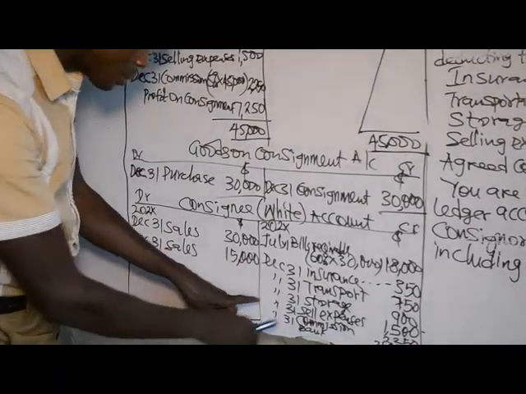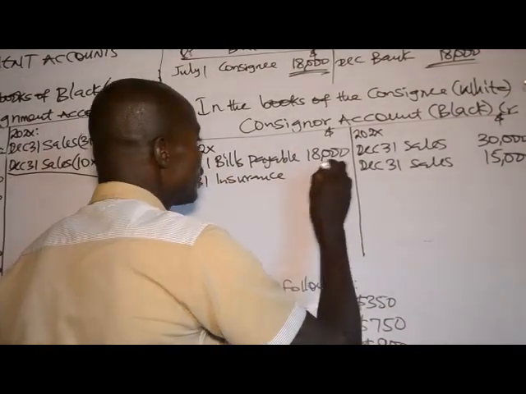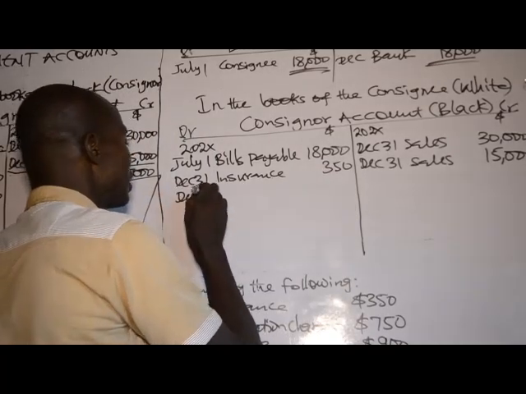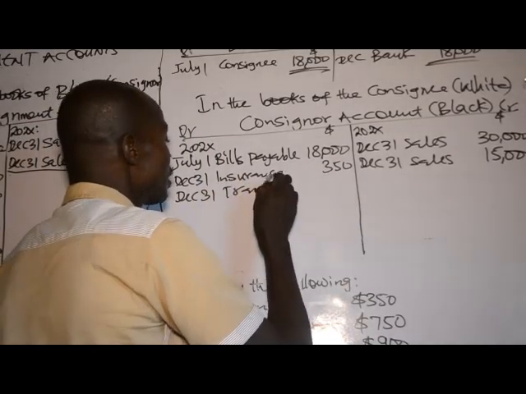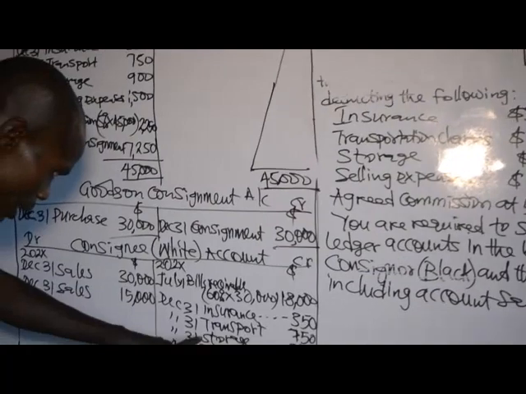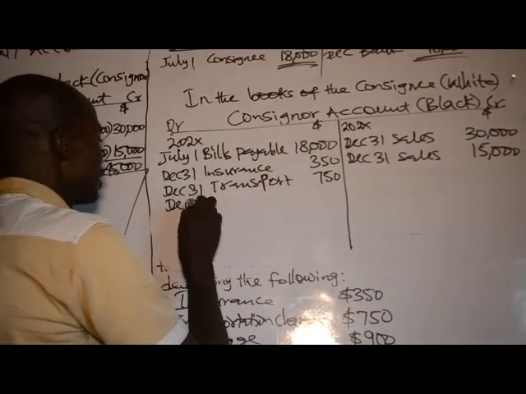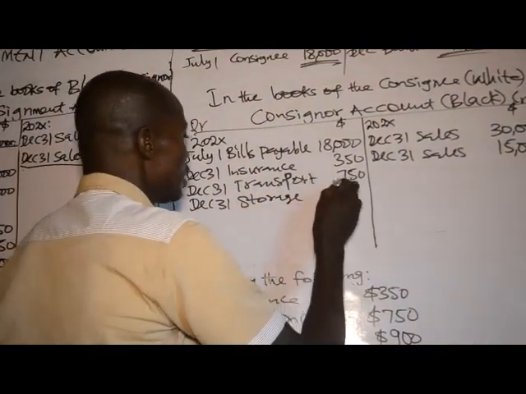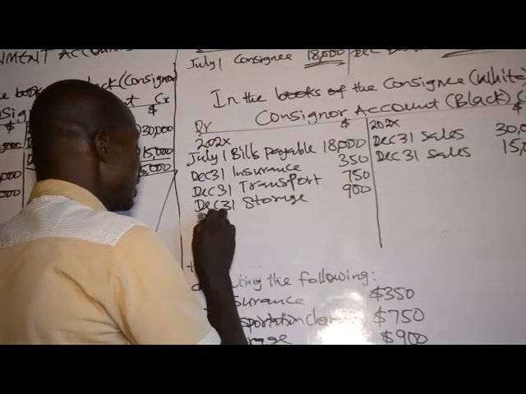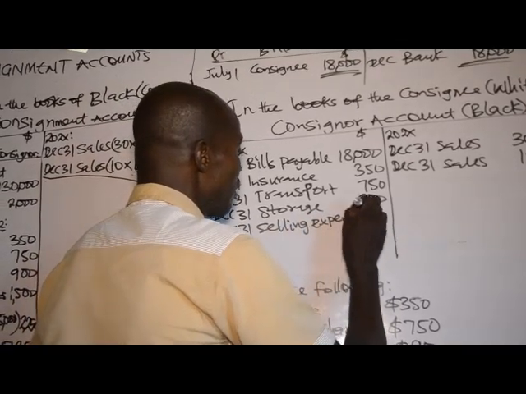The expenses incurred by the consignee include insurance of 350, transport of 750. So now, consignee expenses, December 31st, we have insurance 350. We have the transport expenses of 750. Then we also have storage of 900 and selling expenses of 1,500. December 31st, storage 900, selling expenses of 1,500.